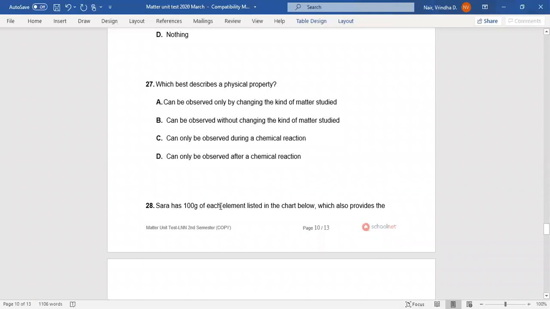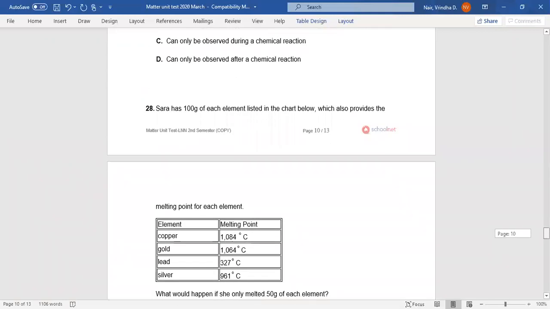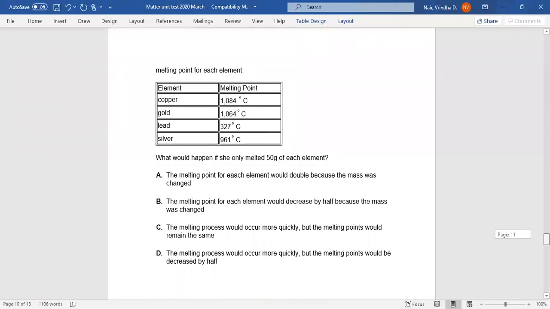Sarah had 100 grams of each element listed in the chart below, which also shows the melting point of each element. So if you see here, copper melting point is 1084, gold is 1086, lead is 270, silver is 961. What would happen if she only melted 50 grams of each element? The melting point of each element would double because the mass has changed. The melting point of each element would decrease by half because the mass has changed. The melting process would occur more quickly, but the melting point would remain the same. The melting process would occur more quickly, but the melting point would be decreased by half.